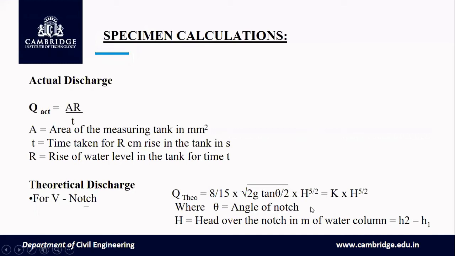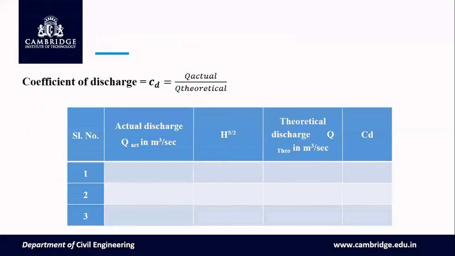K is nothing but a constant. That constant is replaced by 8 by 15 into root 2g into tan theta by 2. Theta is the angle of the notch. Whether you use a 90-degree notch or a 60-degree notch, you have to note it down and substitute it here. Then h is the head over the notch in meters, that is h2 minus h1 gives capital H.